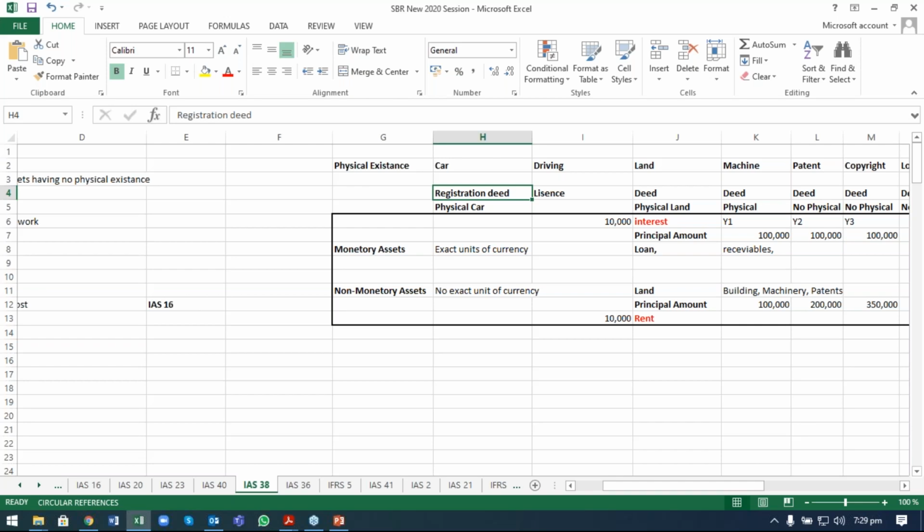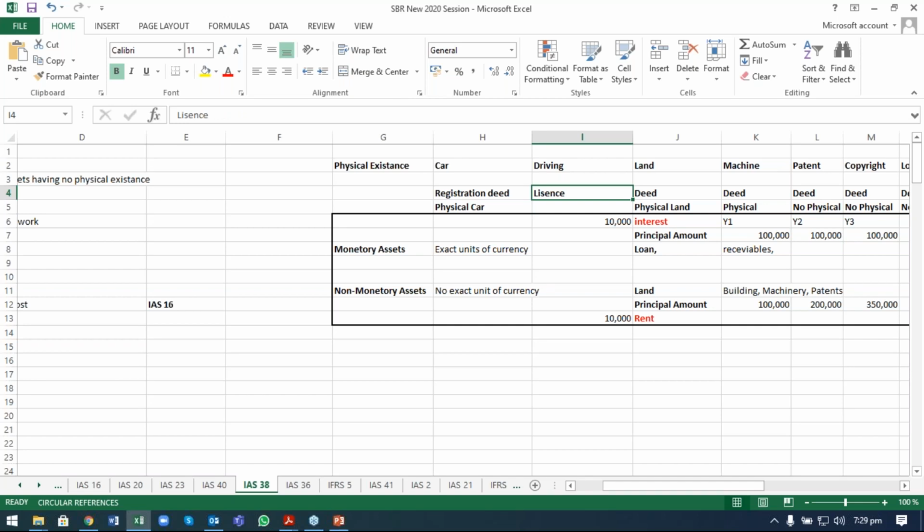My friend told me that you might have created a registration deed and you don't have a car. Show me the car. So I can show him the car. This is the physical car that you can see. And along with the registration deed, I have shown my friend that I have a driving license as well, right? I am authorized by the legal authority to drive.